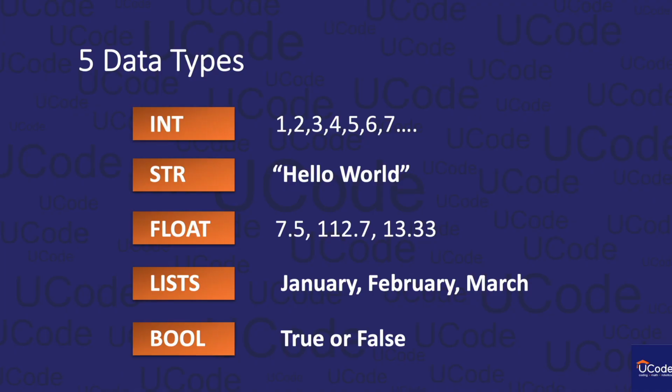Okay, now let's look at data types. The term data types refers to the different types of data our programs can use or store. There are 5 principal data types that you'll be working with. Integers, like 1, 2, 3, 4. Strings, like apples are red. Numbers with decimal places, like 1.002. Lists, like January, February, March. And Booleans, true or false.